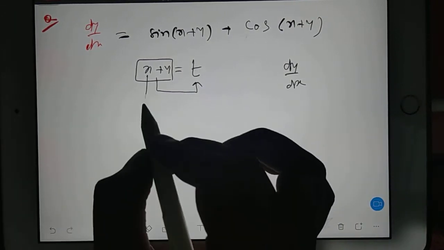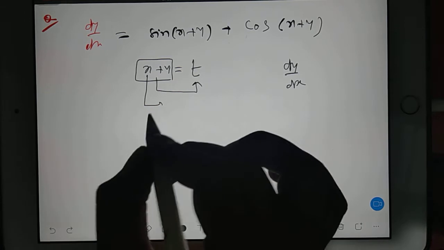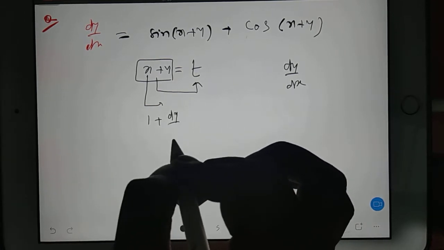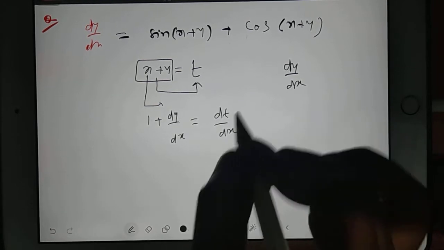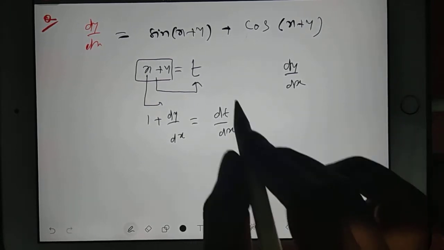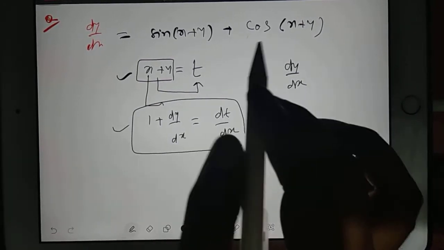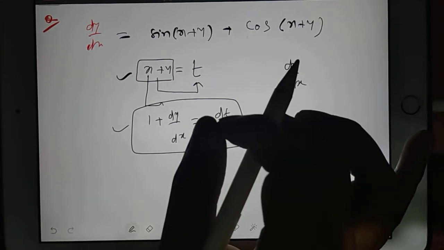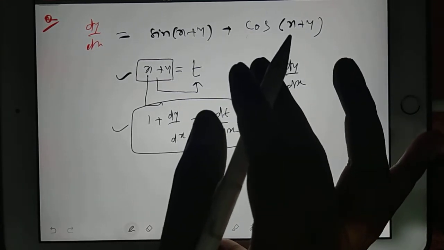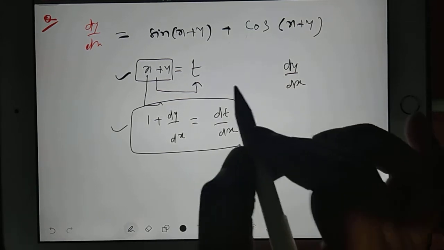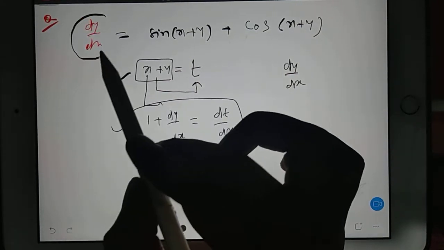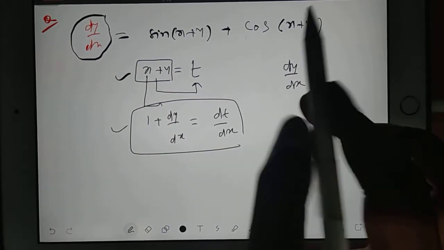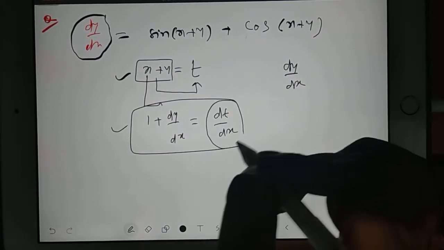So one more thing, differentiate this equation. So 1 plus dy by dx will be dt by dx, right? So this will be my new change. These two changes I will try to make in my main question. In the given equation, I will try to replace dy by dx with dt by dx minus 1.